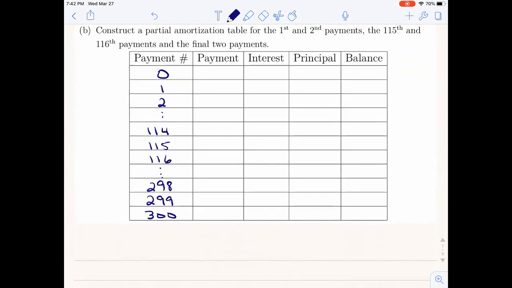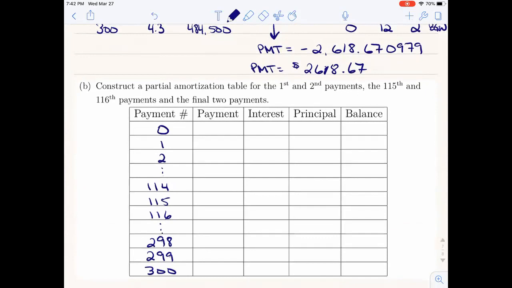So then we know that the payment amount is $2,618.67 for all of these payments except for the last one. Remember, we have to calculate the last payment amount because that one we have to square up. I have to pay off all my interest and the entire loan, so the last payment amount is going to be a little bit different.